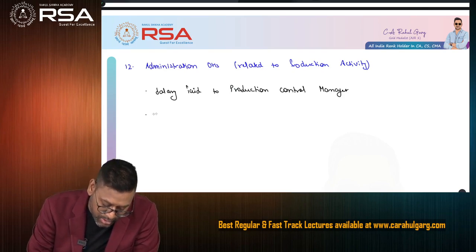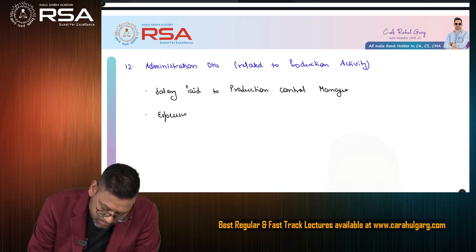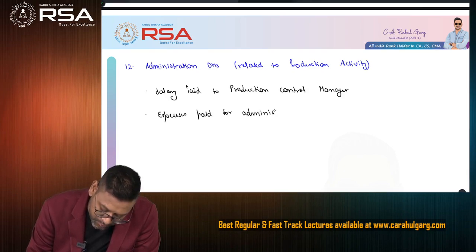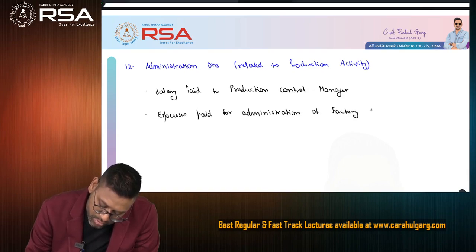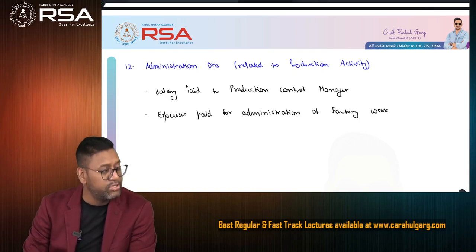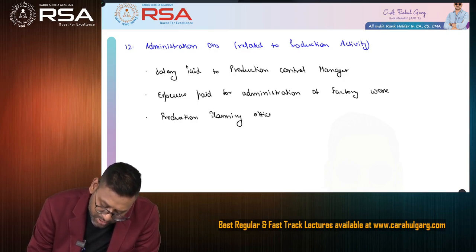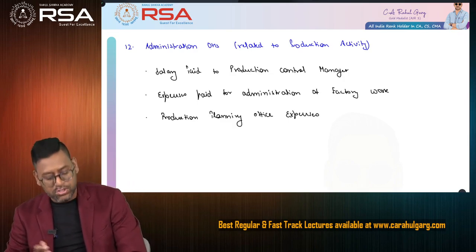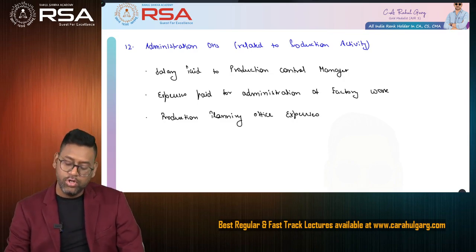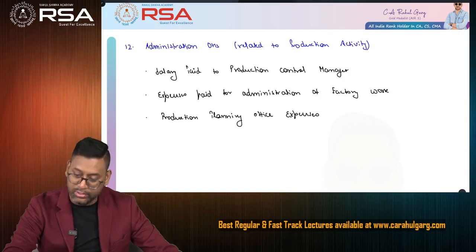Next, expenses paid for administration of factory work. Then production planning office expenses. So basically, whenever there is a flavor of both of these things together, that is production and the office, all such things shall come under the admin overhead related to production activity. Write down till here.